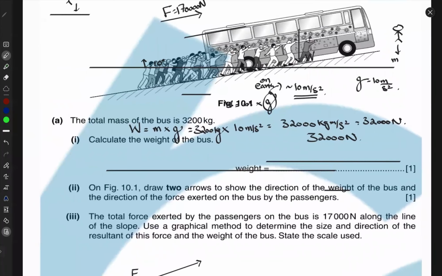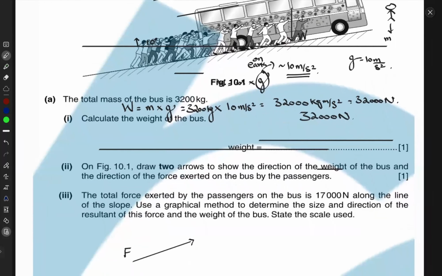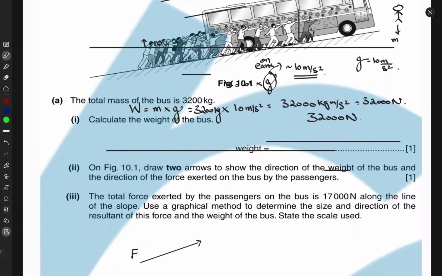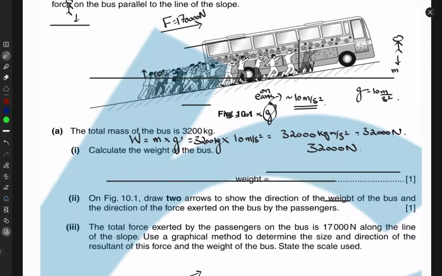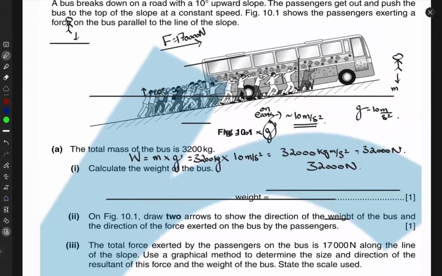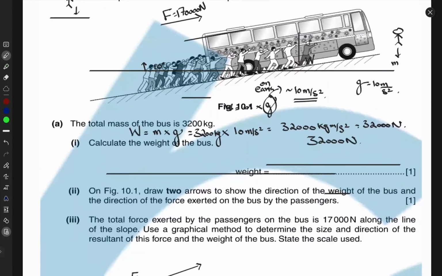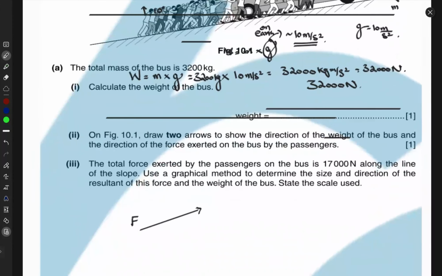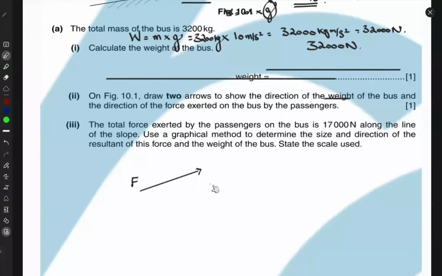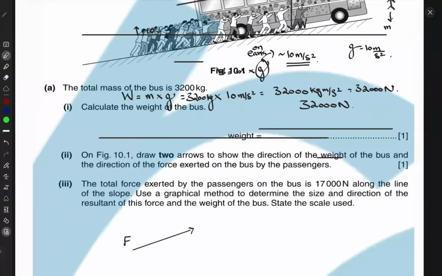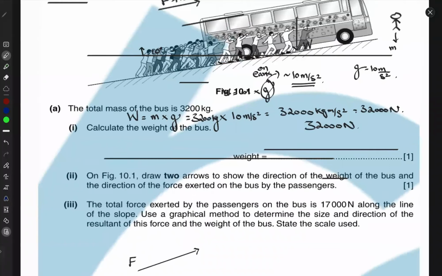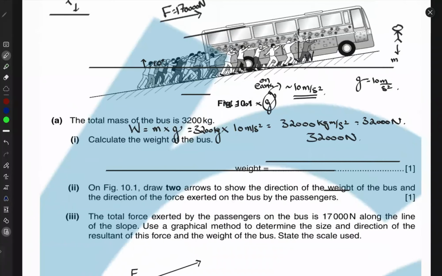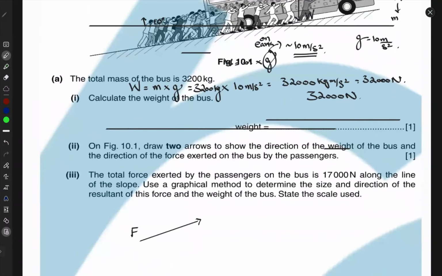And then for the weight, I have no idea what happened. Did everything shift a bit upwards on the screen? I don't know how that happened, but yeah. So this is the force vector, and the weight vector would be directly downwards, as we drew over here. So it's directly downwards from the bus. So that's how the weight vector would look.